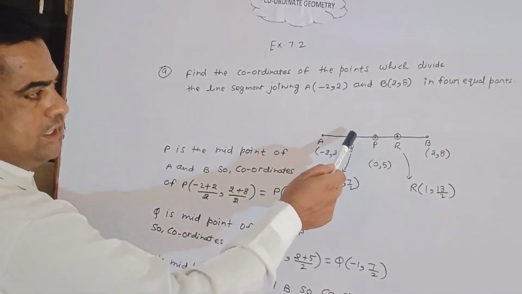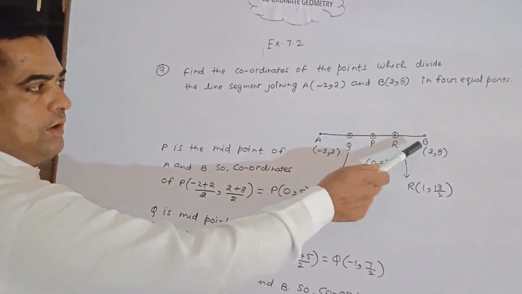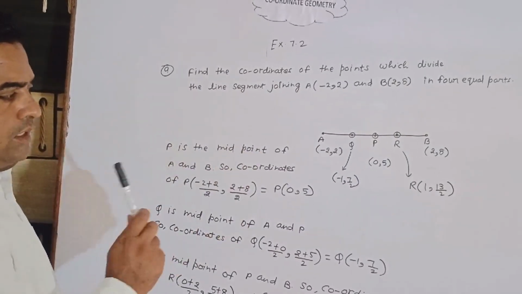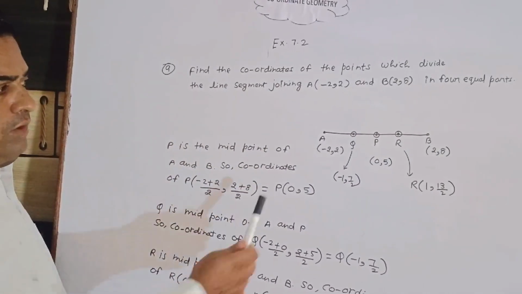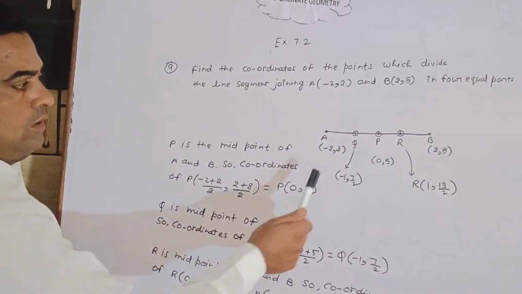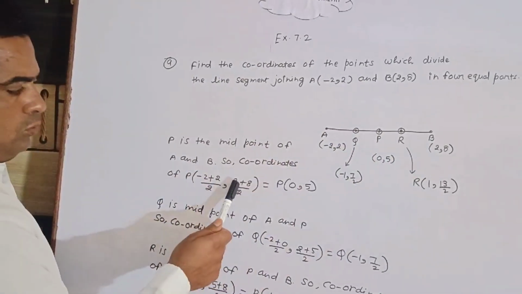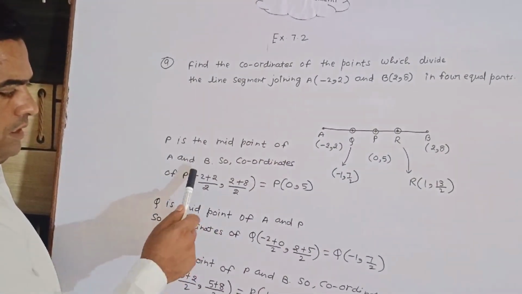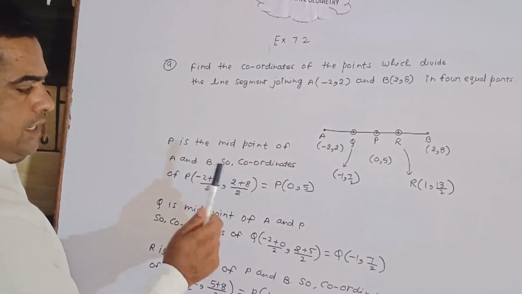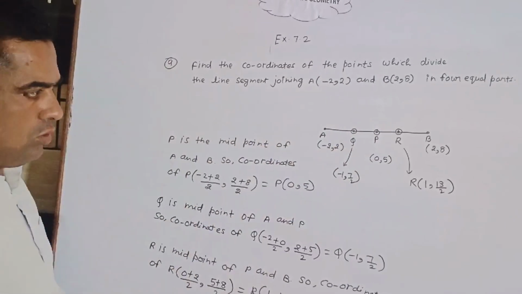So we have 3 points here, Q, P and R. Students, you can see here P is the midpoint of AB. So coordinates of P, we will add first and divide by 2, meaning x1 plus x2 upon 2, minus 2 plus 2 upon 2, and y1 plus y2 upon 2, 2 plus 8 upon 2. After solving we get 0 comma 10 upon 2, which is 5. So coordinates of P will be 0 comma 5.